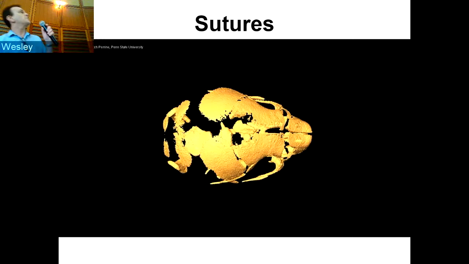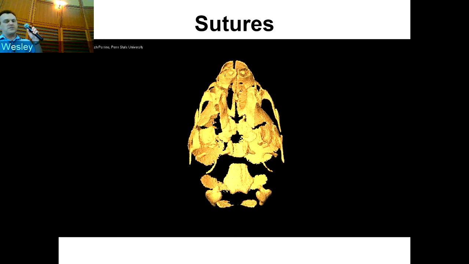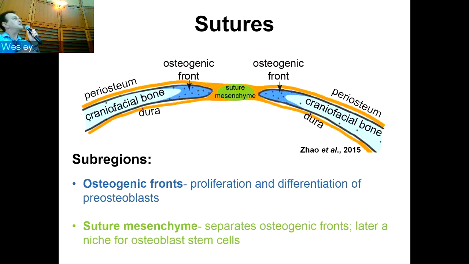In the vertebrate skull, the bones are separated by fibrous joints called sutures, as shown in this P0 micro-CT image of the mouse. In the simplest definition, a suture consists of two subregions. You have the osteogenic fronts, where pre-osteoblasts proliferate and differentiate into osteoblasts, which then lay down the bone. And they're separated by suture mesenchyme, which, at least for postnatal ages, becomes the home for stem cells, as shown by Yang Chai's group and Wei Su's group recently.